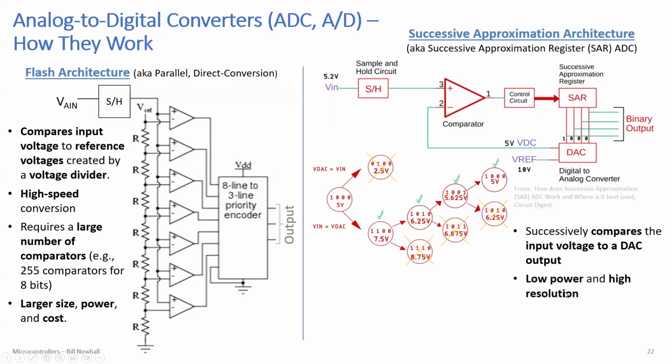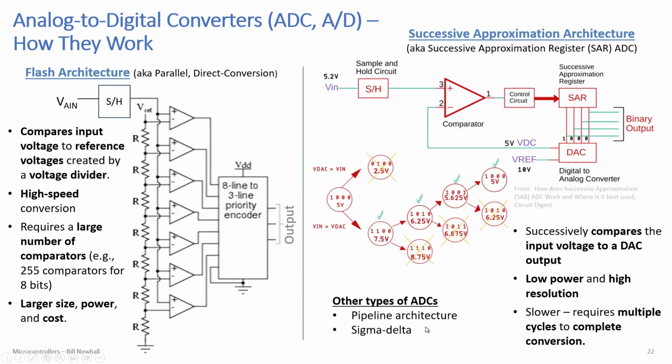So generally, this is lower power and higher resolution because you can have more bits to this DAC, but it's slower because this requires multiple cycles to convert the value and complete that conversion. So those are two different ways that ADCs work. There are other ways. There's a pipeline architecture, sigma delta ADCs, other types. But that gives you an idea what's going on inside the microcontroller.